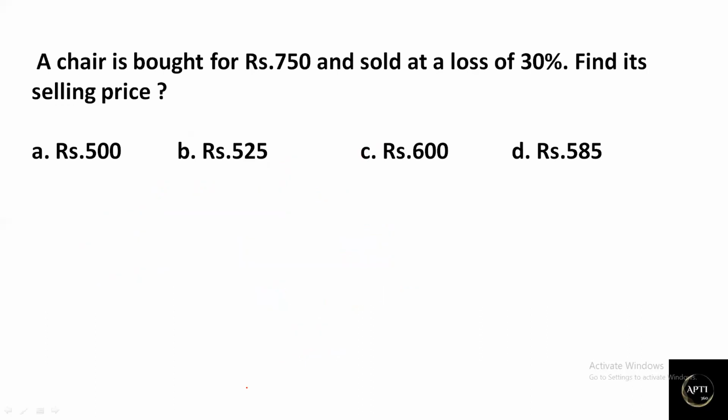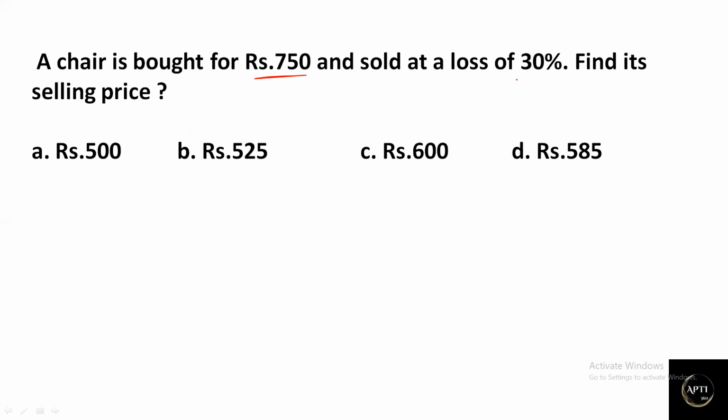A chair is bought for 750 rupees and sold at a loss of 30%. Find its selling price. It's almost similar to the previous question, but instead of profit, here they have given loss. Now see in how many steps I'm going to solve this. We know that cost price is 750. Actually, no need to write that step, just remember from the question that cost price is 750.